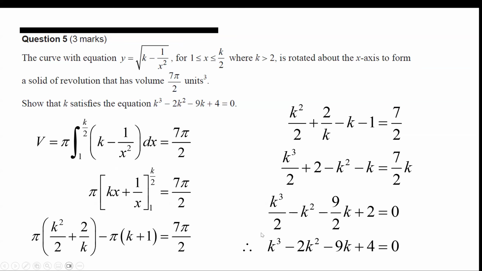So there are three stages. One stage is constructing a volume expression. The second stage is you get an expression after integration involving k and pi, and you equate that to 7 pi over 2. The last stage, for the last mark, is to simplify the whole equation and then manipulate it into the given answer. That involves correct algebra working.